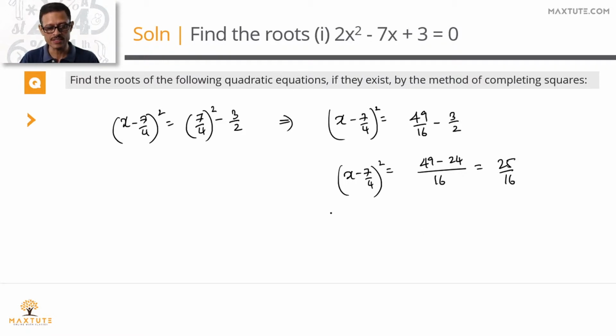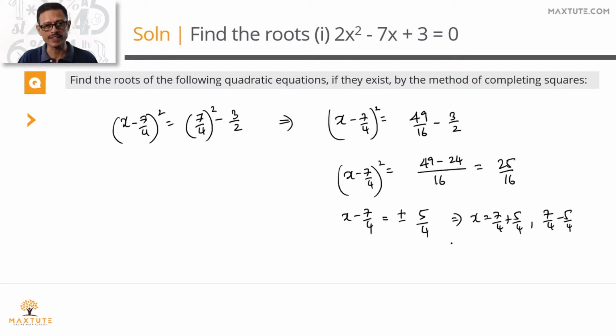Take square root on both sides. So what we'll have is x minus 7/4 is equal to plus or minus the square root of 25 over the square root of 16. The square root of 25 is 5. Square root of 16 is 4. So plus or minus 5/4. So what is the value of x? x is essentially equal to 7/4 plus 5/4, or x could also take the value 7/4 minus 5/4. These are the two values for x.